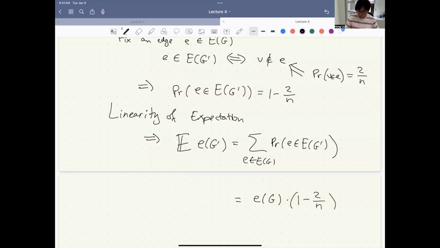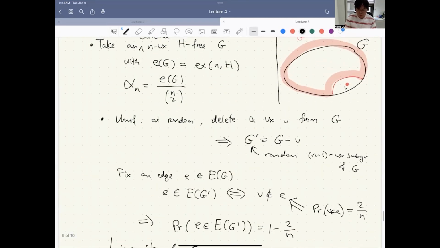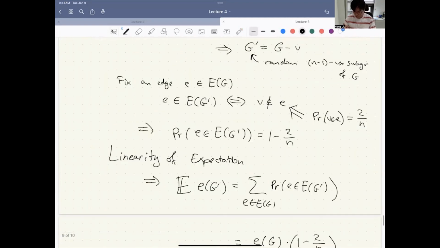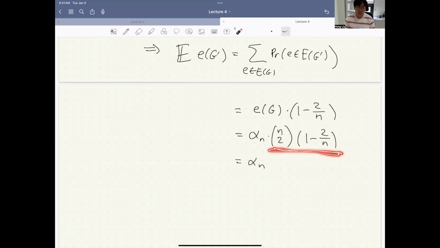But what is E of G? E of G is, by definition, alpha n times n choose 2, times 1 minus 2 over n. Some calculation shows that if you multiply these together, it is exactly n minus 1 choose 2. I will not do the computation. So we get this.